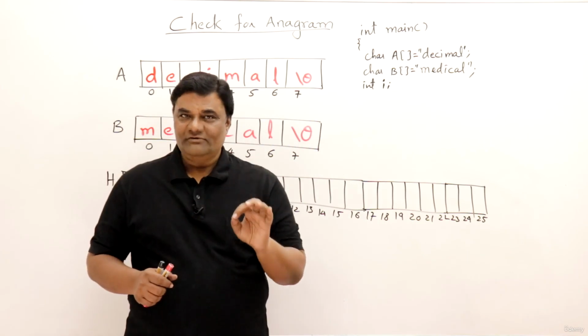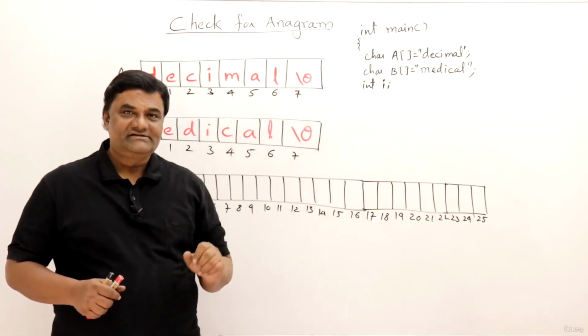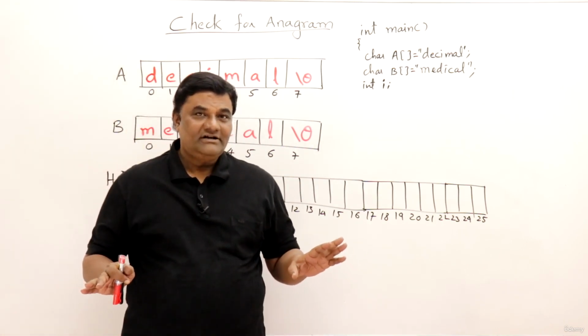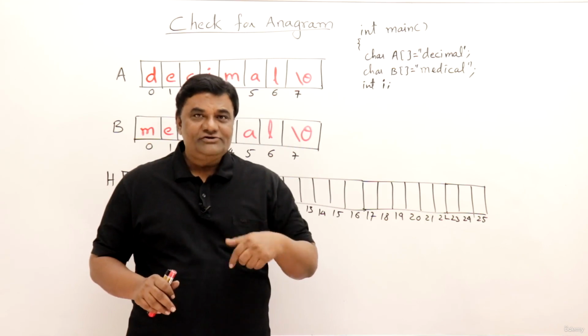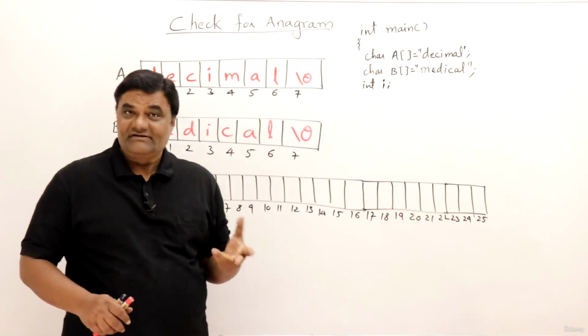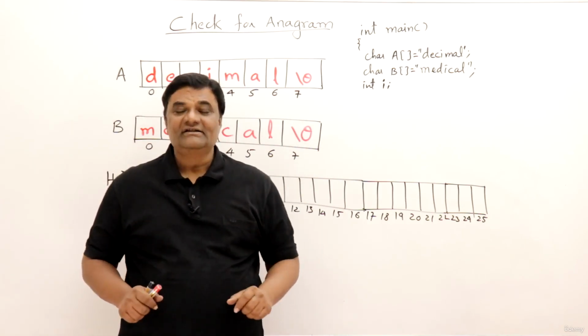So the first and foremost thing, check whether the two strings are of equal size. If they are of different sizes, they cannot be anagrams. Right? That is the first condition. So we assume that they are of equal sizes. Yes, we have taken equal sizes. Otherwise, we have to check. So this is based on the assumption that they are equal in size.